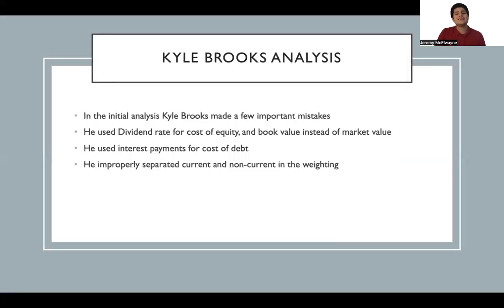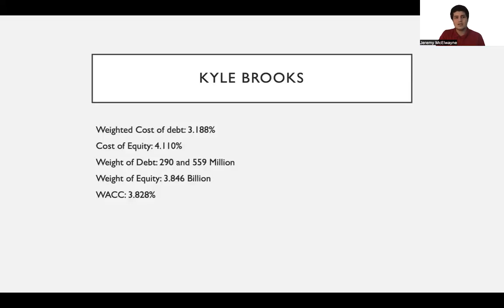Now, in Kyle Brooks' analysis, he made a couple of mistakes. He used the dividend rate for the cost of equity and book value of the shares instead of the market value of shares. He also used interest payments to calculate the cost of debt, and he improperly separated current and non-current debt in the weighting. Let's take a look at some of the numbers here. He calculated a weighted cost of debt of 3.188%, contrasting our own calculation, and a cost of equity of 4.11%, which he found was the dividend yield.